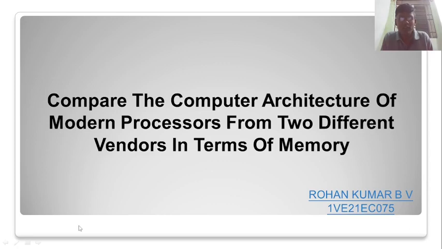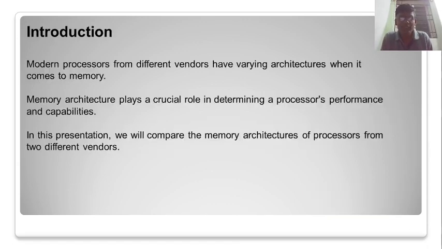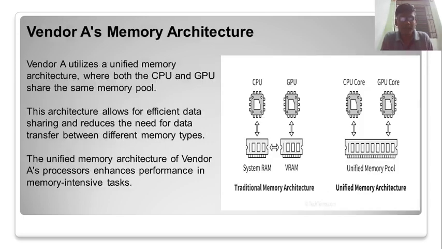Hello everyone, today we will compare the computer architecture of modern processors from two different vendors in terms of memory. Introduction. Modern processors from different vendors have varying architectures when it comes to memory. Memory architecture plays a crucial role in determining a processor's performance and capabilities. In this presentation, we will compare the memory architectures of processors from two different vendors.